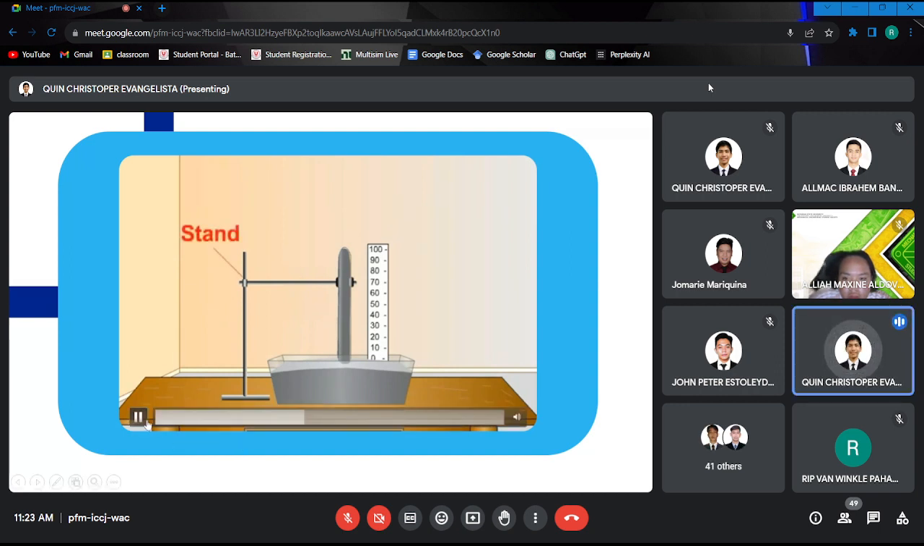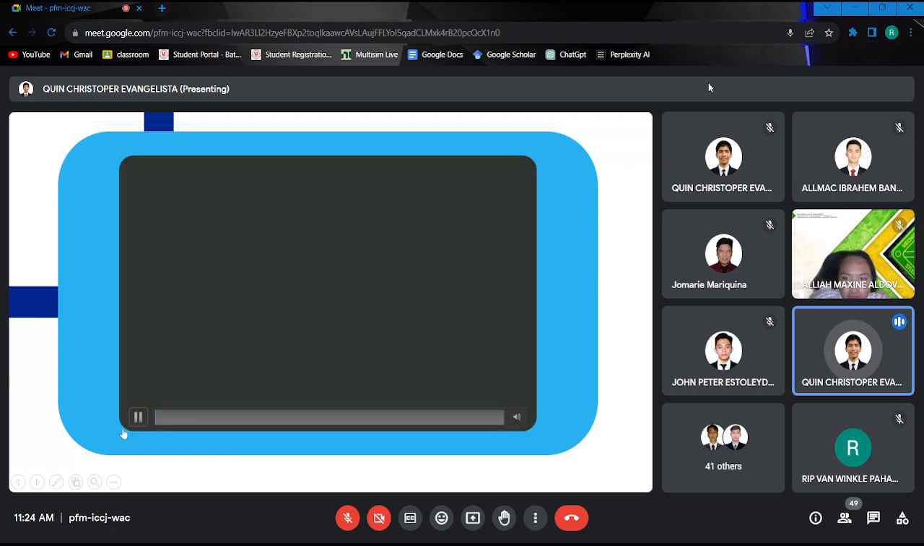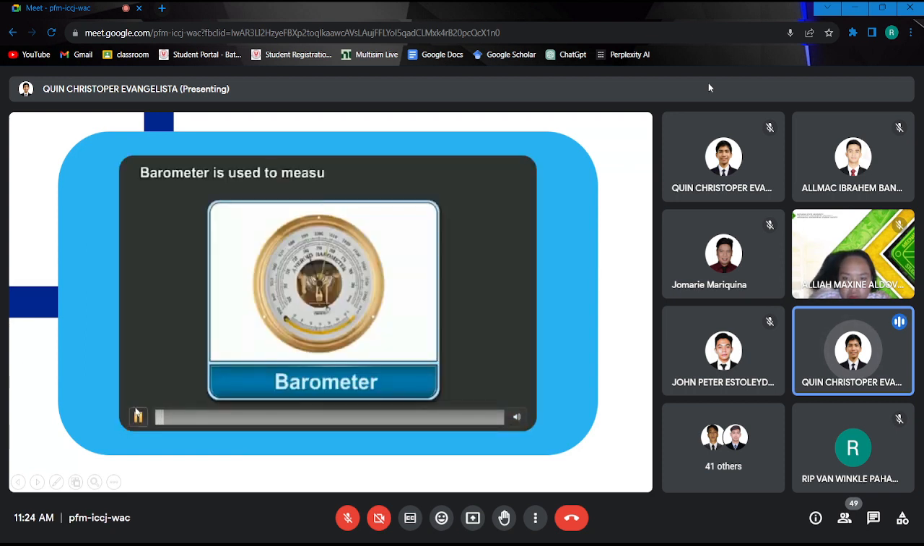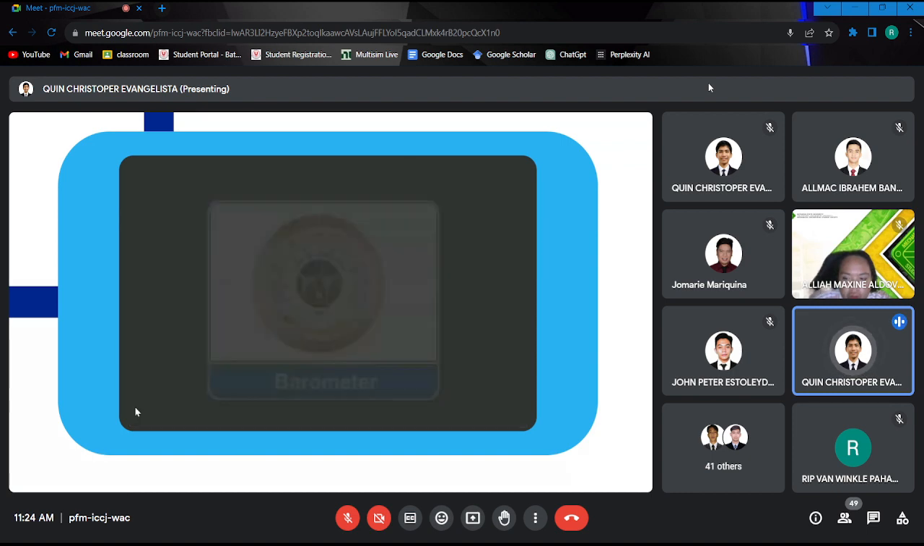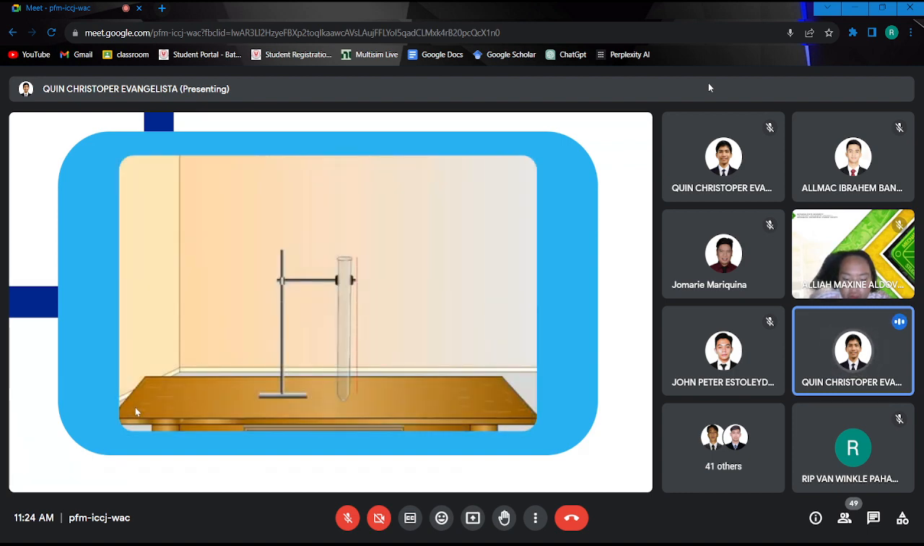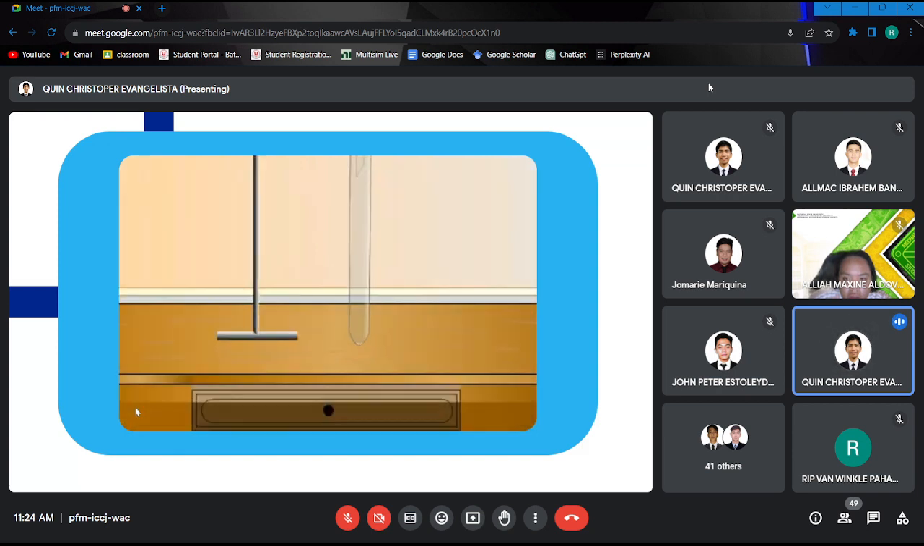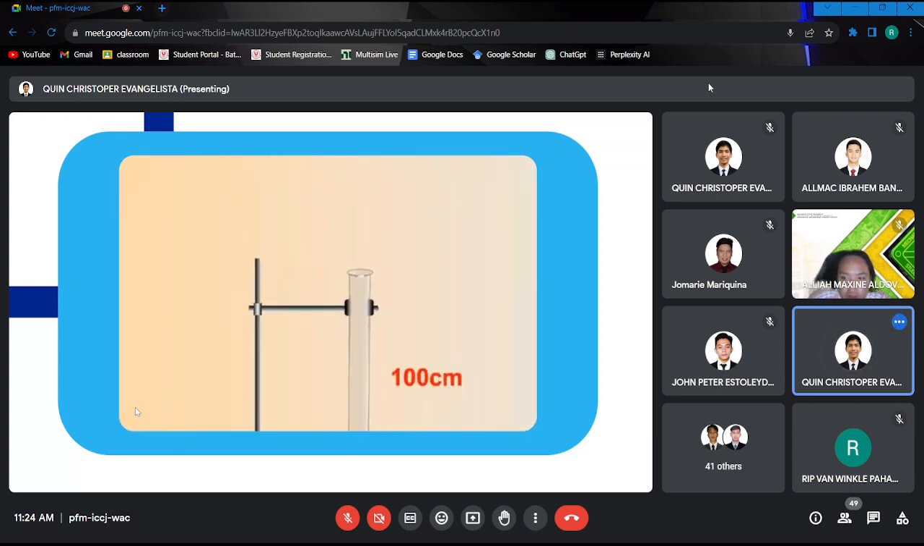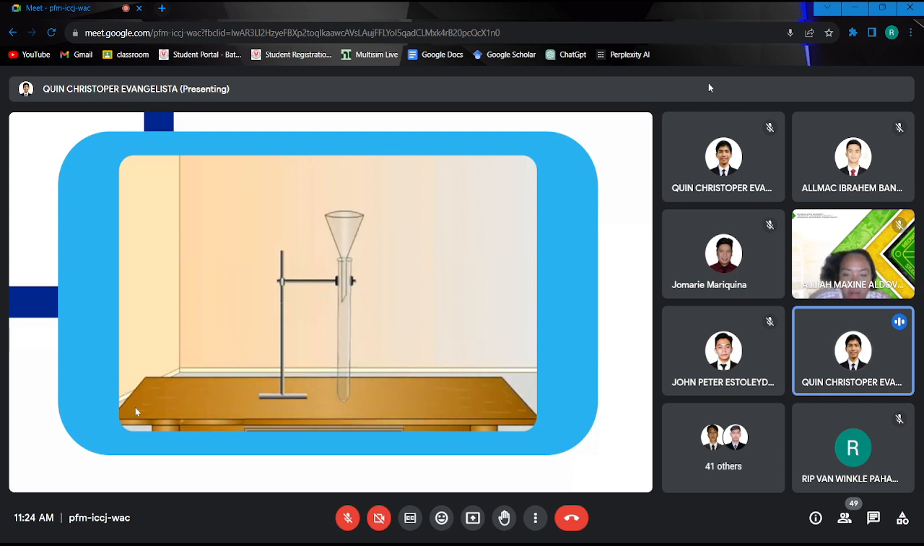STEM undergraduate experience. Students, barometer is used to measure the atmospheric pressure. Let us study the construction of a barometer. First, take a capillary tube of about 100 cm. Its one end is closed and the other end is open. A funnel is fitted in the open mouth and very dry and pure mercury is filled in it.